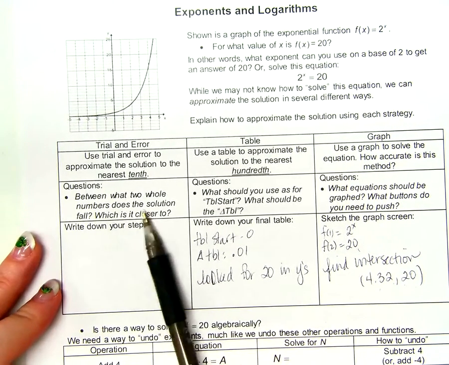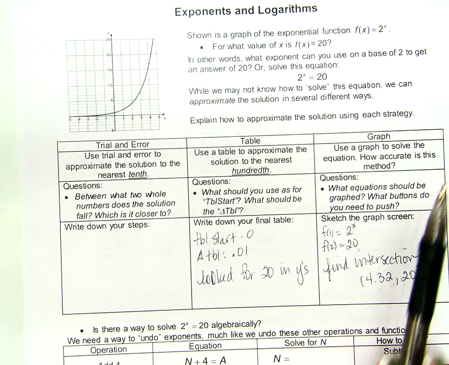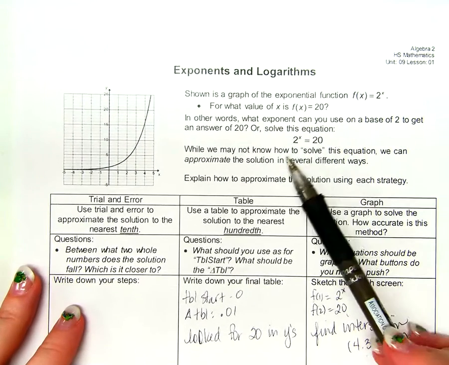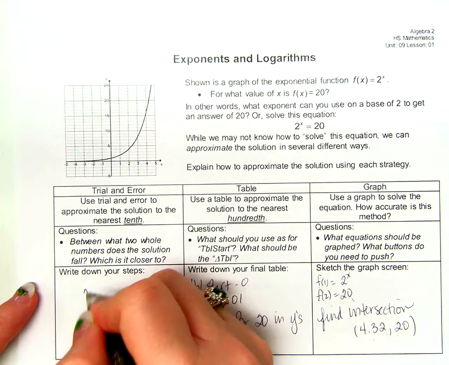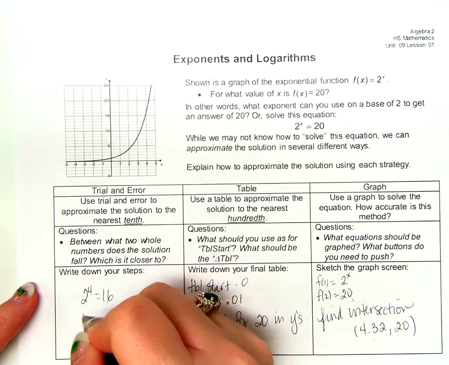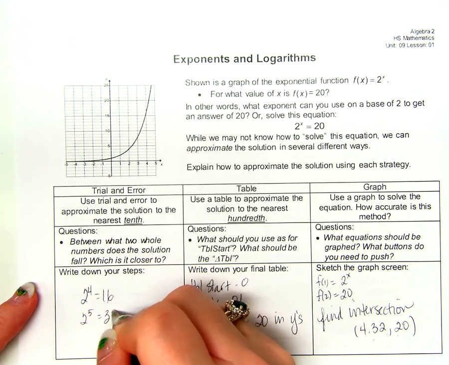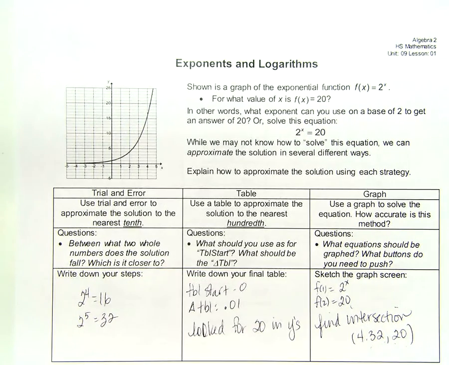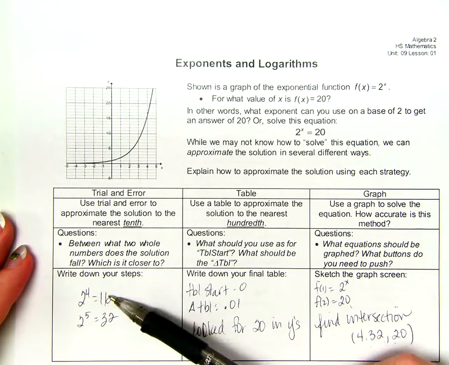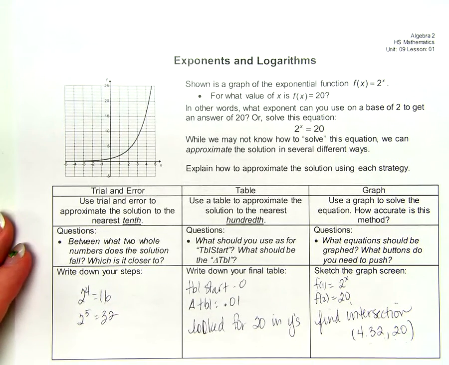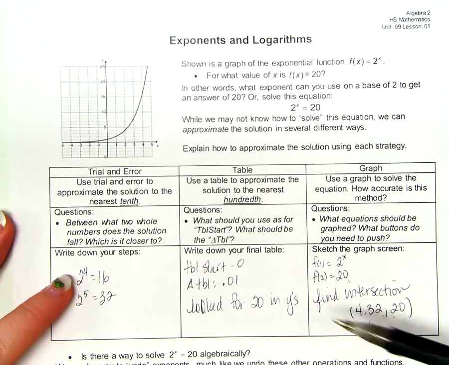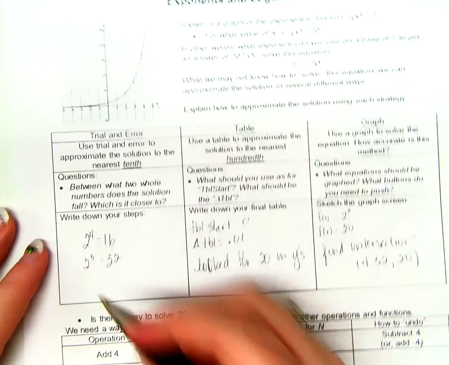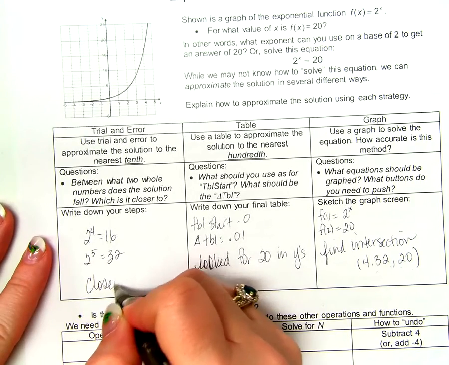Between what two whole numbers does the solution fall? Would you know that automatically? What's 2 to the 4th power? 2 to the 4th power is 16, and what's 2 to the 5th power? 32. Well, 20 is between 16 and 32. Which one of those two is it closer to? Closer to 4, so the answer is probably going to be closer to 4, right?